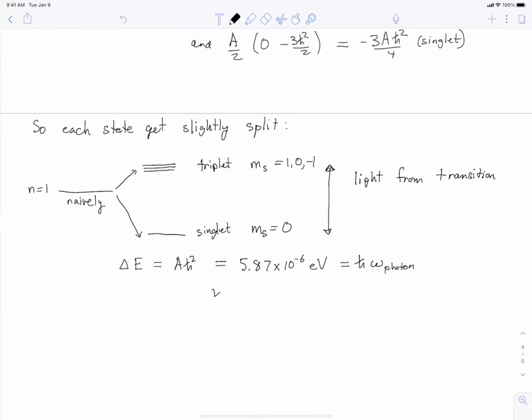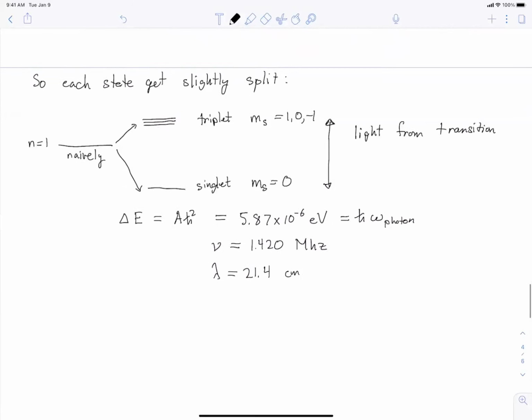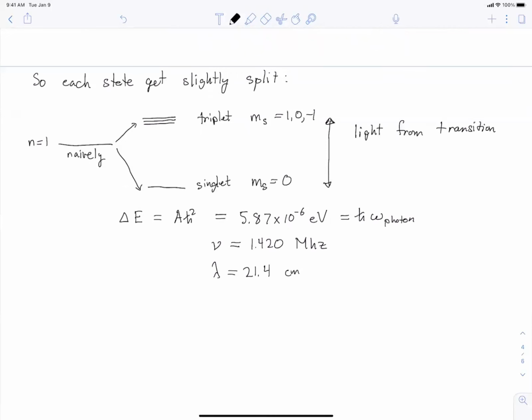That corresponds to a frequency of 1.420 megahertz. And this is a wavelength that turns out to be 21.4 centimeters. So it's a macroscopic wavelength. And this is a signal of atomic hydrogen. It's the transition between the ground states of atomic hydrogen.